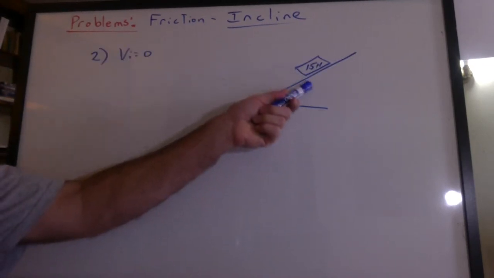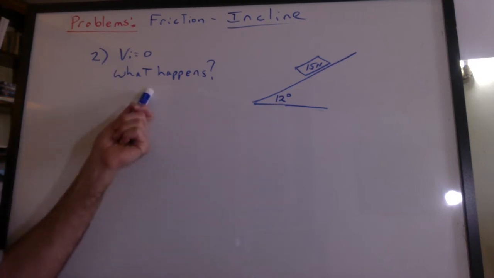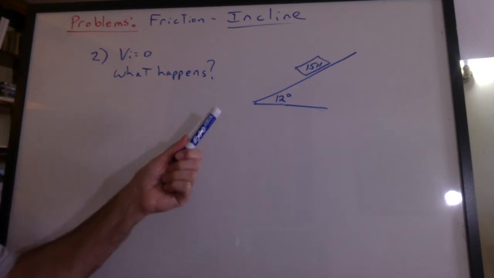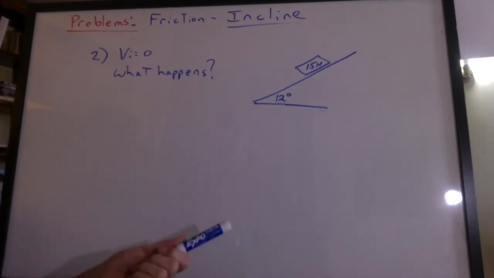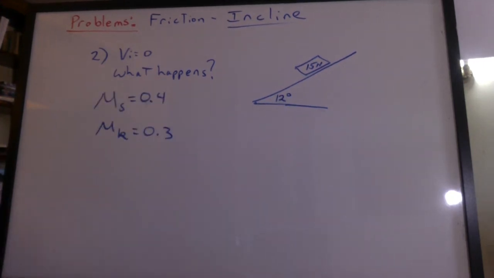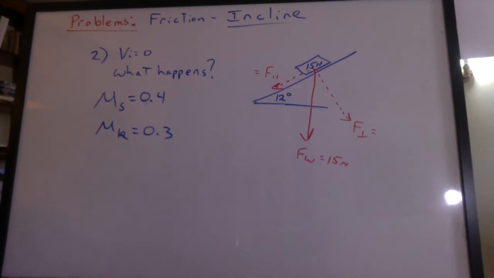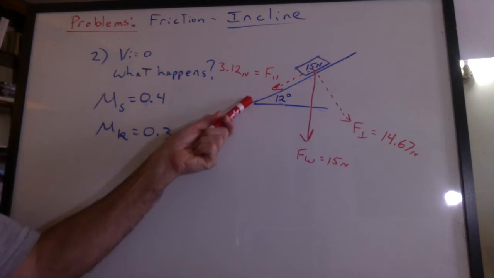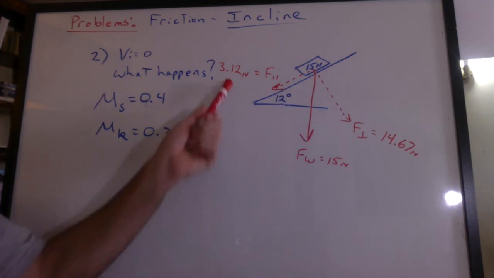Let's take the same block, put it on the incline, let it go from rest. If the angle is 12 degrees, what's going to happen? Well, we have to think about this a little bit. It's the same block on the same surface, so the coefficients of friction are still the same numbers. So let's get our parallel and perpendicular components of the weight. Well, we have 3.12 newtons from gravity pulling it down the plane. Let's find out what the maximum static friction is and see if this will pull it down.